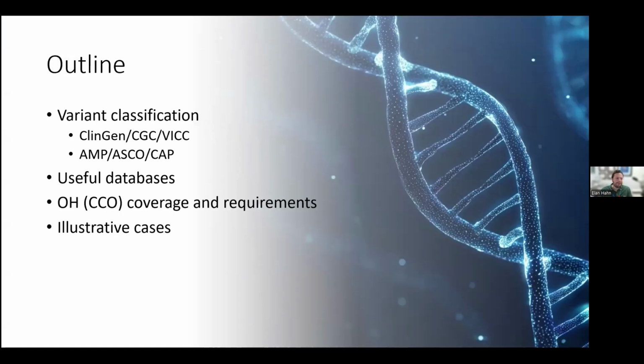So first, what we'll do today is go through a little bit of a review from last time, and then we'll be moving on to variant classification and the two different classification schemes. We'll go through useful databases, for which there are many. Move on to the Ontario Health Cancer Care Ontario coverage and requirements for specific testing indications, and end with some illustrative cases.